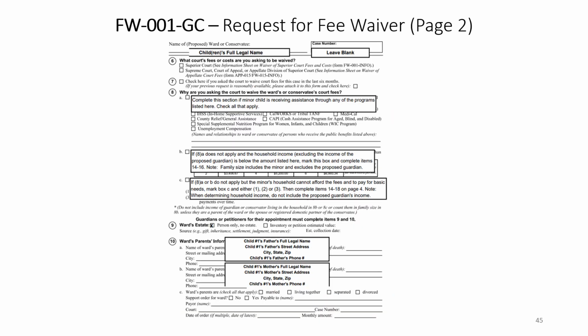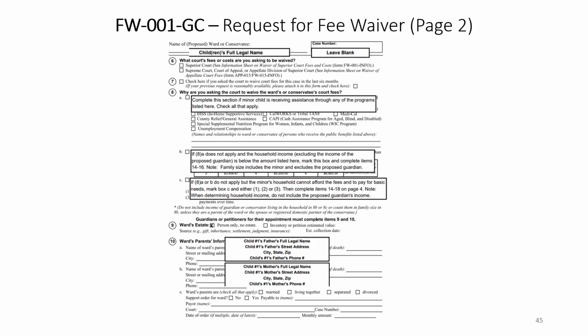On page 2 of Form FW-001-GC, in item 8A, check the boxes for any government benefits that the child receives. On the line below this, if the child has no income, then write "Minor's income is 0." If you are using a self-help center form packet, this will be pre-filled out.